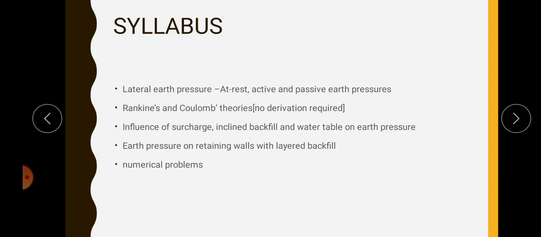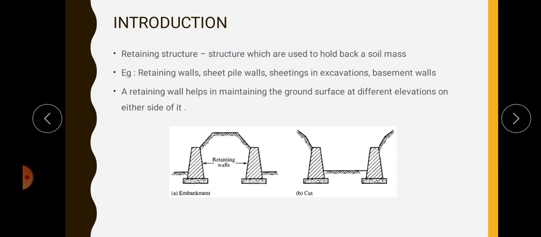Before going into this earth pressure theory, we can look through some of the basic terms. First one is retaining structure. I think all of you have heard of retaining walls, sheet piles, etc. So, what is meant by a retaining structure? A retaining structure is a structure which is used to hold back a soil mass.